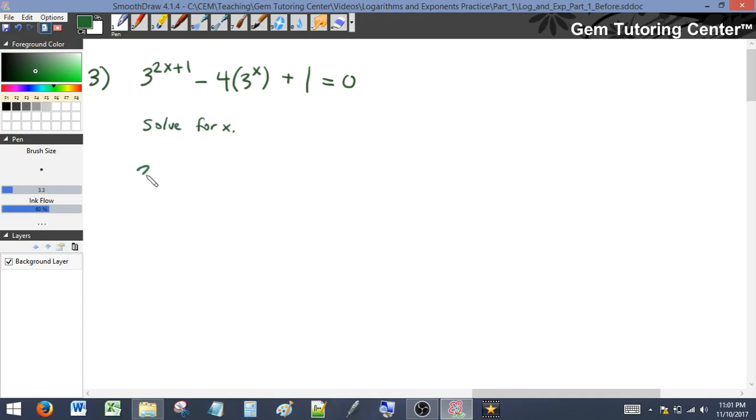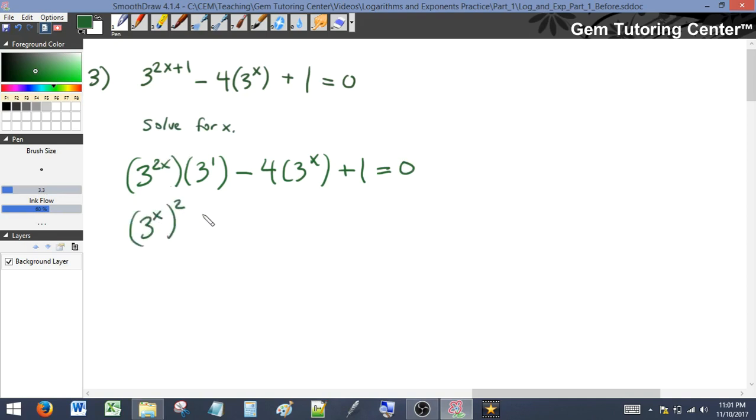So the first step is to say 3 to the 2x times 3 to the 1 for the first term. We can do this because they're the same base, the exponents add, so it'll be 2x plus 1, like up here, but we just separated them out like this. Minus 4 times 3 to the x plus 1 equals 0. We can take this 2 up above like this, so 3 to the x to the 2, times 3. I'm getting rid of the 1 there. It's still there, but I'm not writing it.